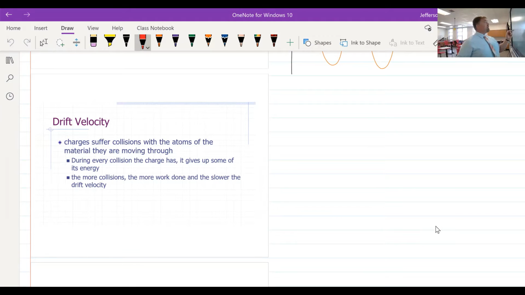Now, initially, everybody thinks, oh, well, here's your conductor right here, and these charges are in like this. And all of a sudden, zip, they go right along. And they kind of think of it like a super highway. And so those charges just go flying around, no problems, no worries.